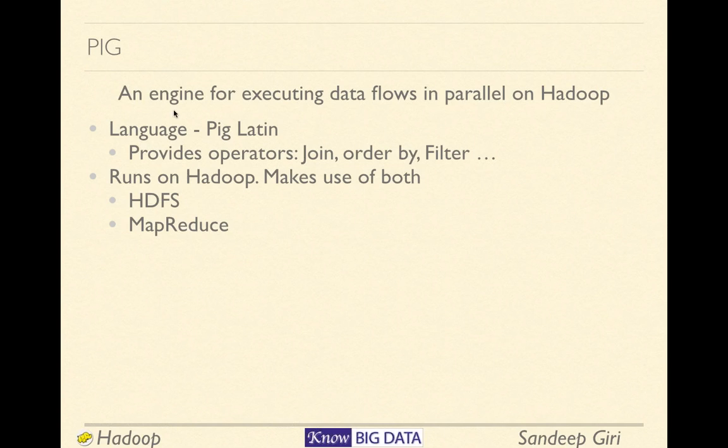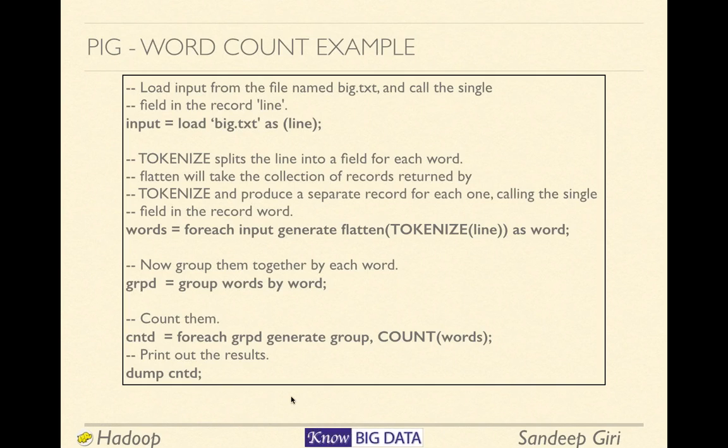Now Pig has a language called Pig Latin. It provides operators like join, order by, filter, group by, and so on, which is very similar to SQL, but far easier and makes the user very comfortable. And the data flows from top down, and it runs on Hadoop. It makes use of both HDFS and MapReduce to make it really fast.